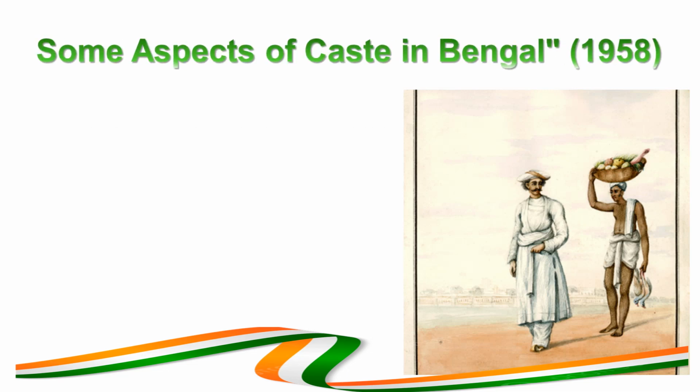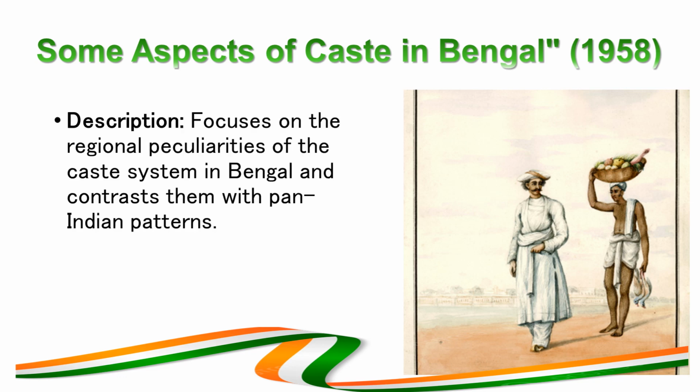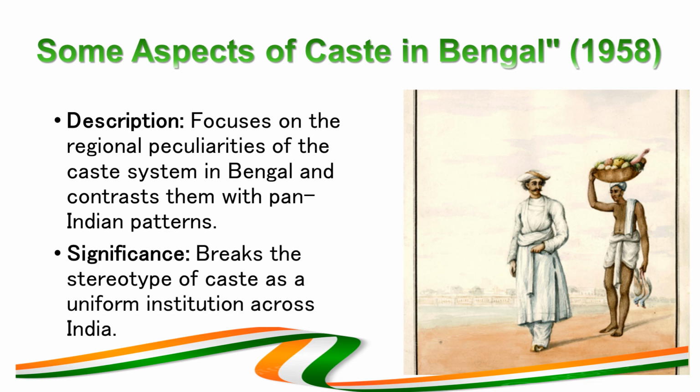4. Some Aspects of Caste in Bengal, 1958. Description. Focuses on the regional peculiarities of the caste system in Bengal and contrasts them with pan-Indian patterns. Significance. Breaks the stereotype of caste as a uniform institution across India.